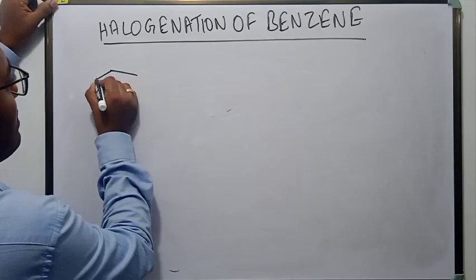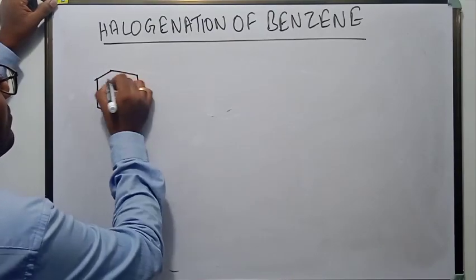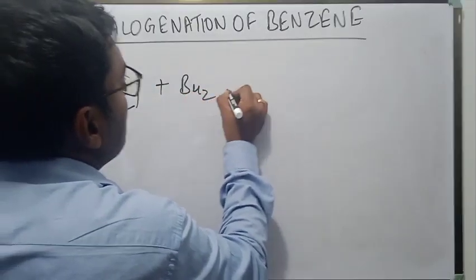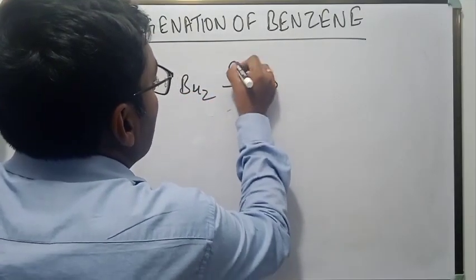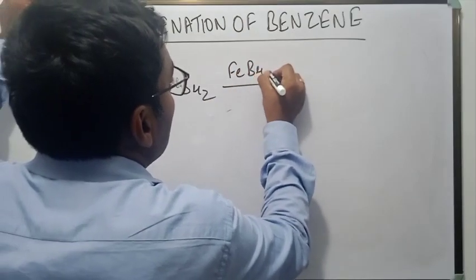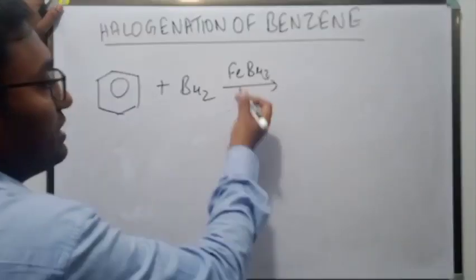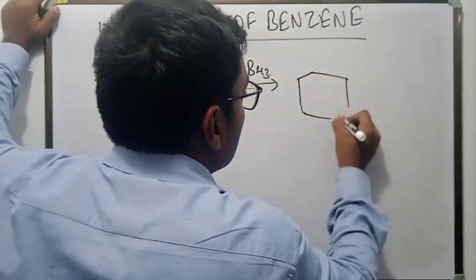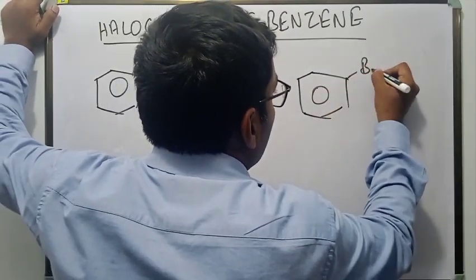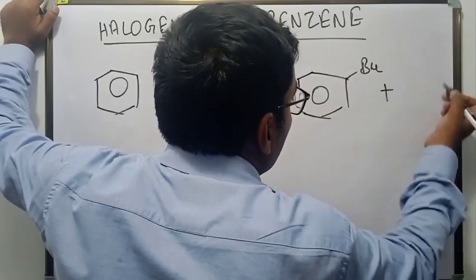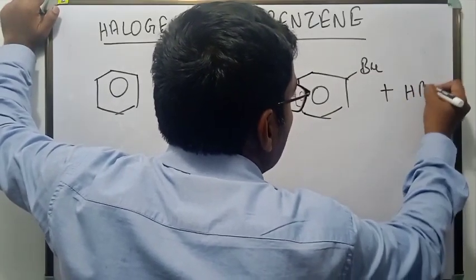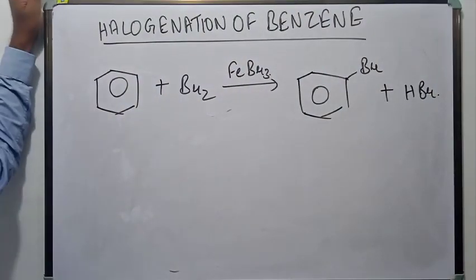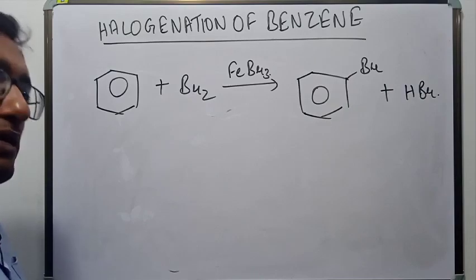So the benzene ring here, I'm going to draw like this. When it is reacted with bromine, for example, in the presence of a Lewis acid catalyst, here we take FeBr3, then what would result? Bromine substitutes, giving bromobenzene and HBr. This is the overall reaction of the bromination. Now let us look at its mechanism.